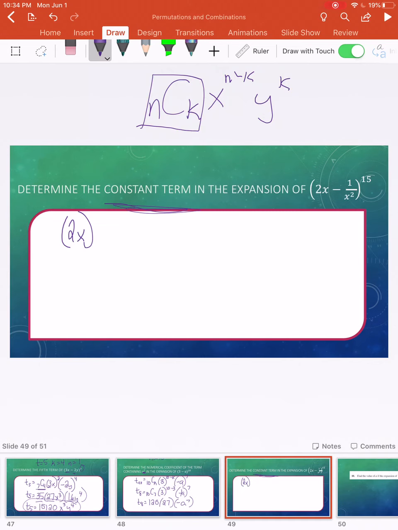All I'm going to do is take my exponents. So my first term would be 2x to the power of 15, right? Plus, my next term would be 2x to the power of 14 and negative 1 over x squared to the power of 1. Okay, so here I'd end up with x to the power of 14 on my numerator and x squared on my denominator, so they would not cancel out. My objective here is I'm trying to figure out which term they cancel out. So not term 2. Let's try term 3.